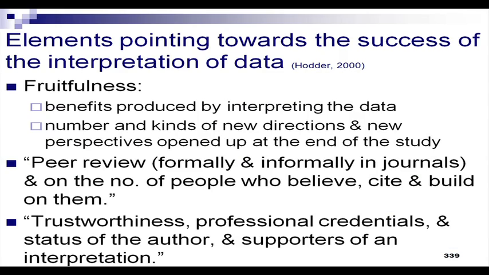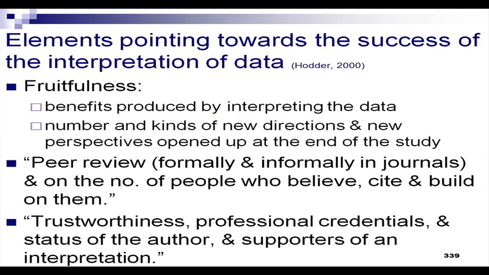Trustworthiness. So, people need to believe. When we talk about peer review, people need to believe, they need to be able to cite what we are saying, and they need to be able to build on whatever we are saying. They believe, they cite and they build on, they extend whatever knowledge we have created and use that to do something different based on what we have done, not only on that, but on several similar studies. So, this is the acid test: trustworthiness, professional credentials, and status of the author and supporters of an interpretation. How many people believe it, how many people support it, how many people believe the author.